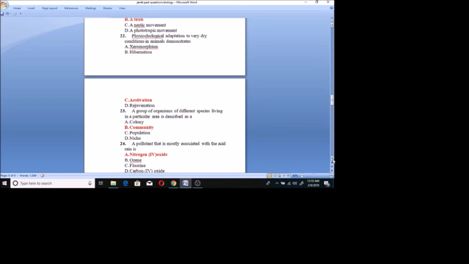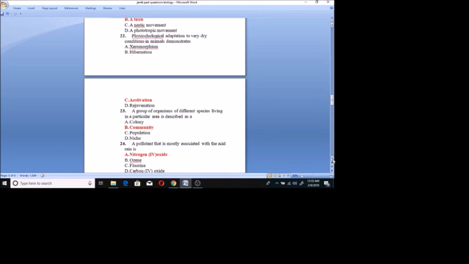27. Double fertilization is a unique feature of: A. Angiosperm, B. Bryophytes, C. Pteridophytes, D. Algae. Double fertilization is a unique feature for angiosperms. Let's look at 28. An organism which exhibits extracellular digestion is: A. Spirogyra, B. Paramecium, C. Amoeba, D. Rhizopus. The answer is D. Rhizopus.